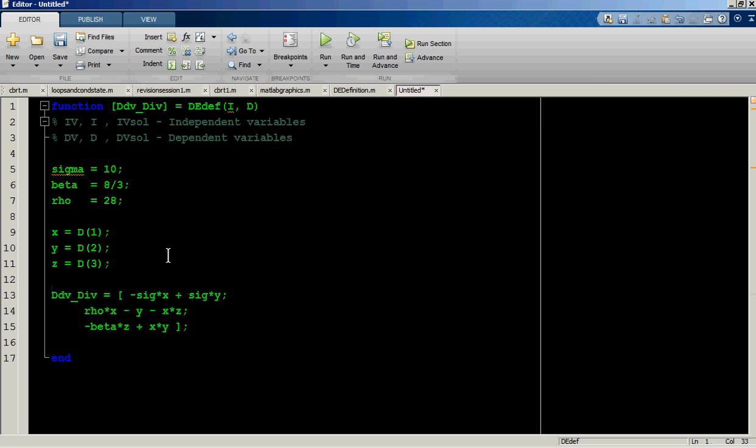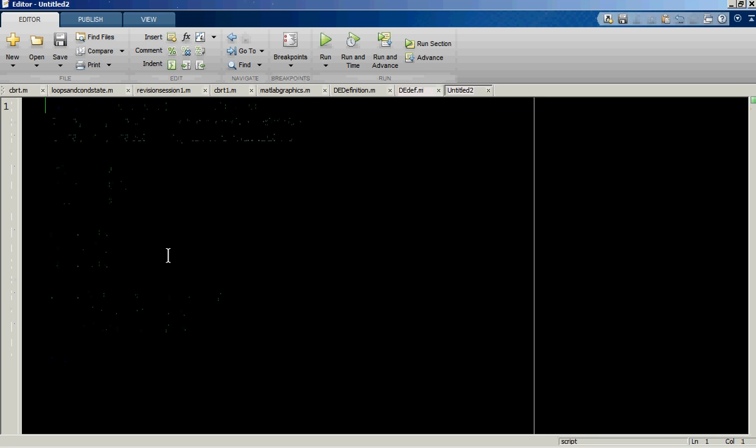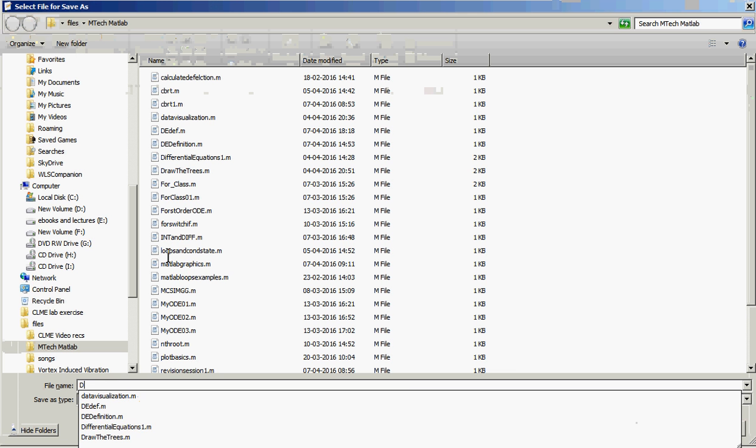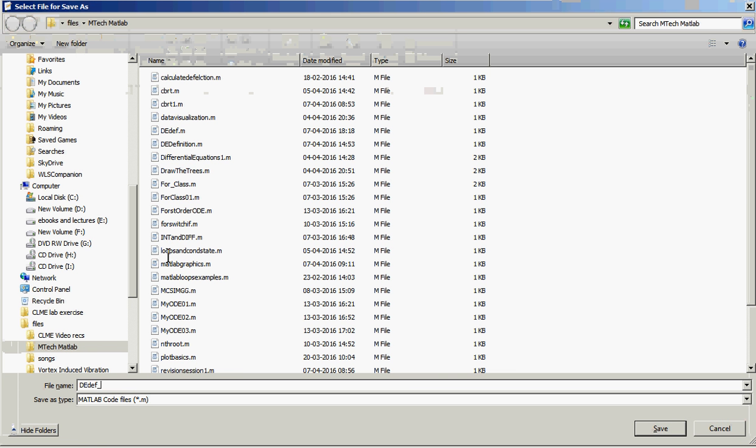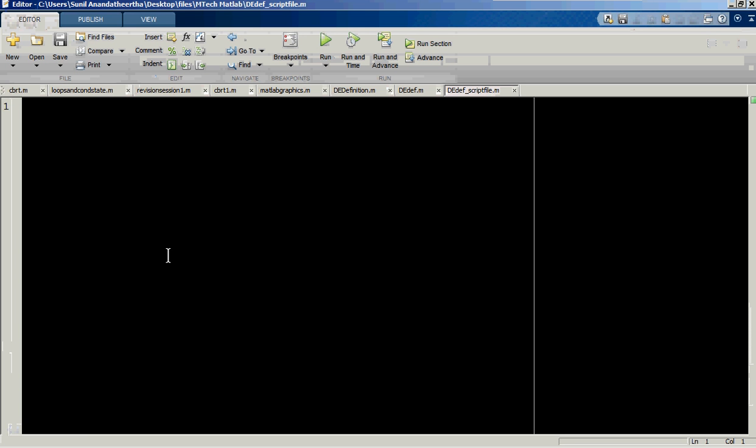Right, so now we have defined the inputs and the d. That has been done, and after this, we have finished defining our differential equation. I go ahead and save this, making sure the file name is the same as the function name, and now we can go to our script file.